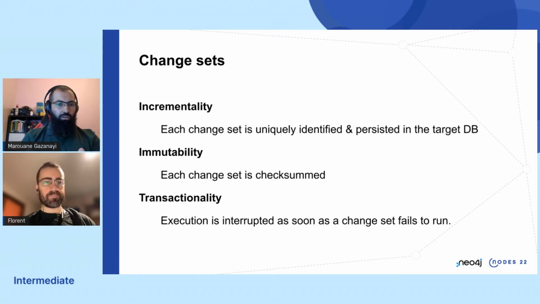So, as we said, each change set is uniquely persisted in the database and is incremental. Each change set has its checksum, so it gives us the certitude that it doesn't change. This is how we will know whether this change set has changed or not, and we will not execute it again. And as we said, it's also transactional. If an execution is interrupted, the whole change set will fail.